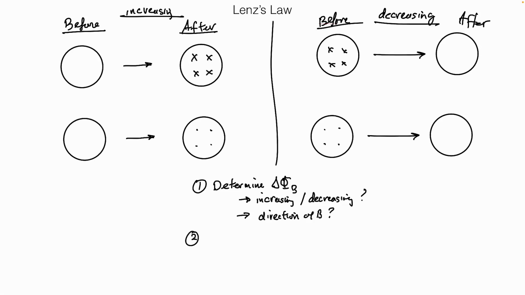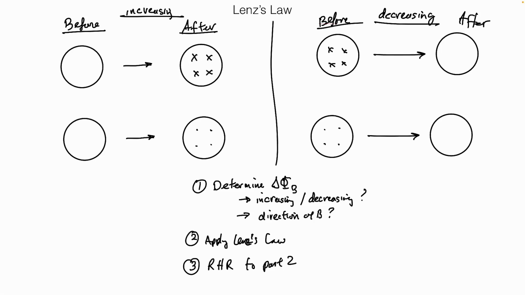Second step, you apply Lenz's law. And then the third step is that you apply a right-hand rule to step 2 to find the direction of the current. So let me do this 3-step process so that you understand what I mean by all of these steps.